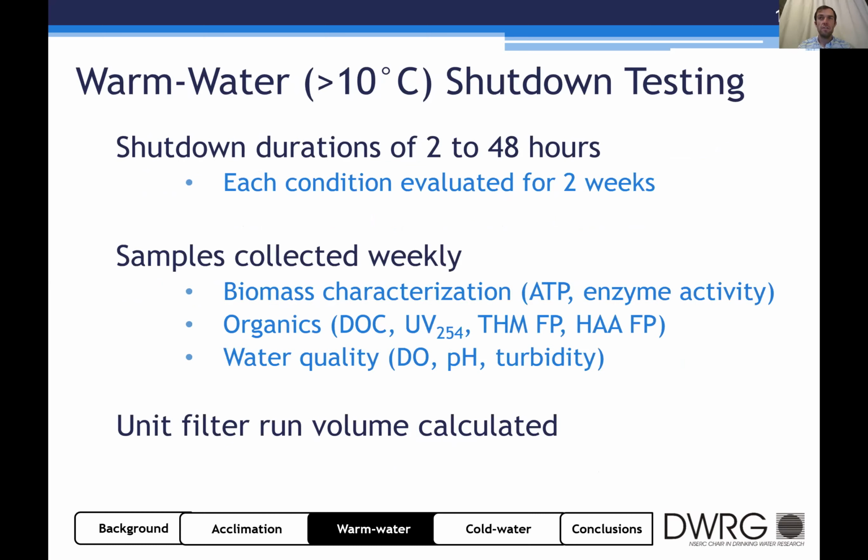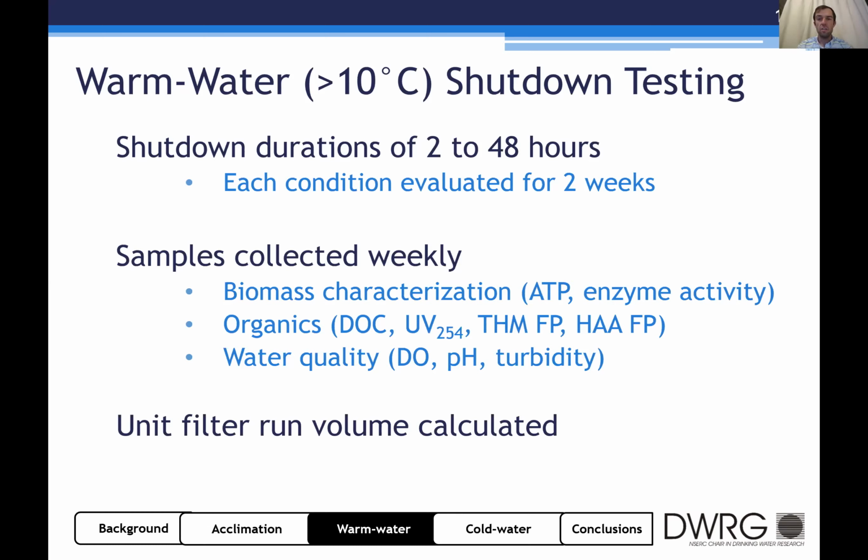Following the acclimation, starting in April of 2019, we started to do some warm water shutdown testing. And we wanted to evaluate shutdown durations of 2 to 48 hours. Each condition was evaluated for 2 weeks at a time. Samples were collected weekly to ensure that we could see some seasonal variability and compare the results directly between the control, experimental, and chlorinated filters.